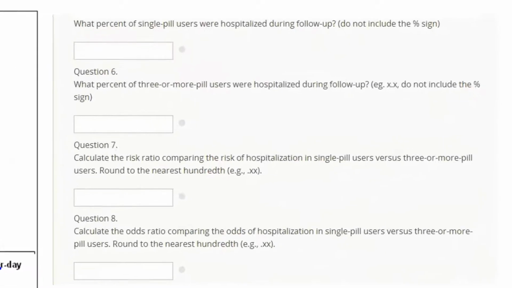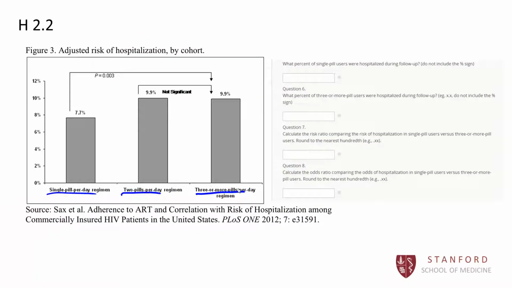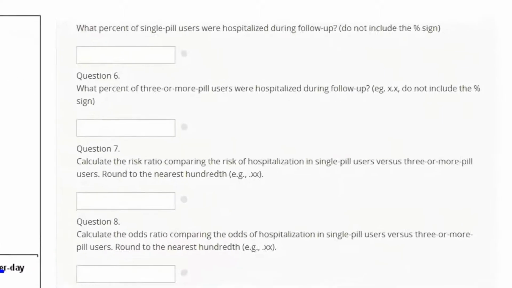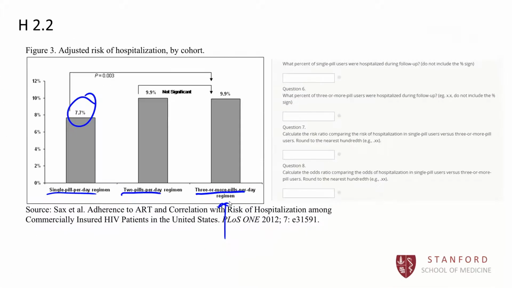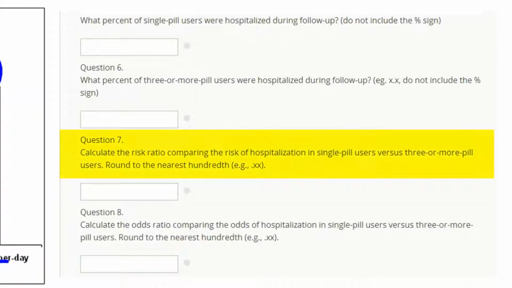So moving on to the first part of the question, it's asking us what percent of single pill users were hospitalized during follow-up. Well, that's easy. That's given right here at 7.7. Okay, the second part of this question is saying what percent of 3 or more pill users were hospitalized during follow-up. Well, we're just going to look at the bar for 3 or more pill users, and look, it says right there 9.9%.